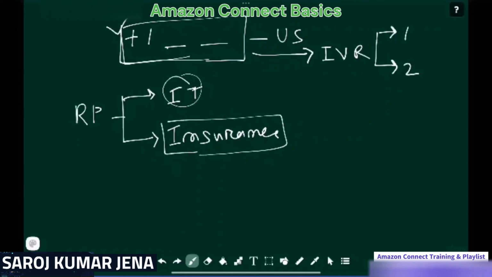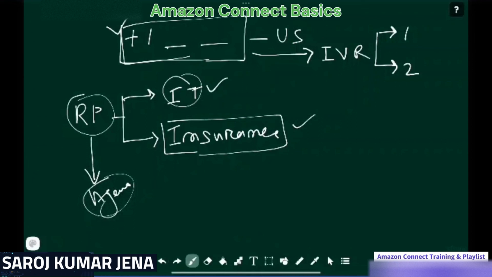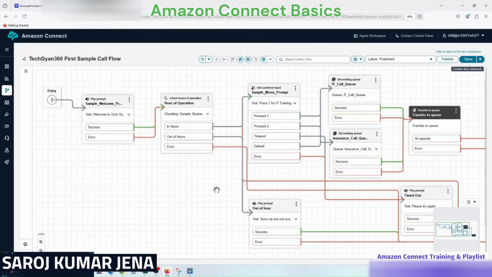Here we have to assign this routing profile to an agent or a few agents. Under this routing profile we have two call queues, and whichever agent is assigned to this routing profile, that call will hit him or her. In this way we have configured it. Now let's go and test this phone line.